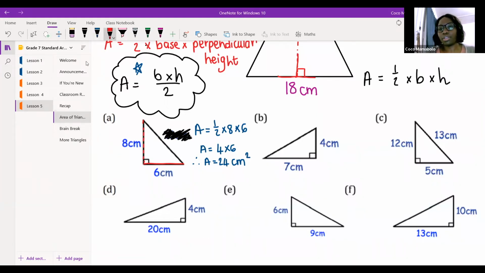Okay, so it's A equals a half multiplied by 4 times 7. Then A equals 2 centimeters times 7 centimeters. Then, therefore, A equals 14 centimeters squared. Excellent. You did that so beautifully. Well done. Next one.